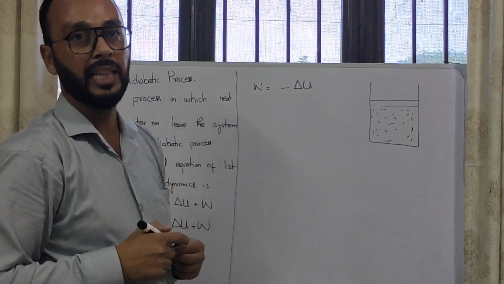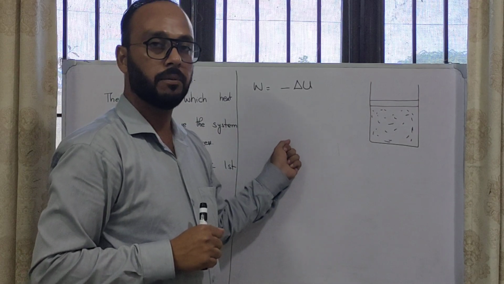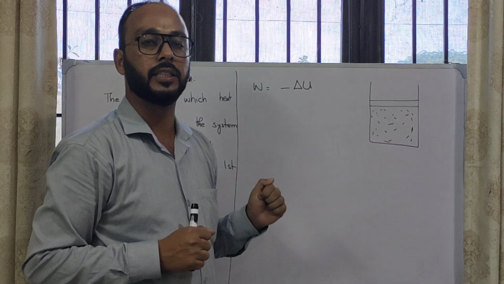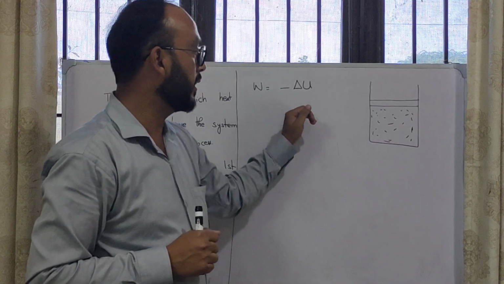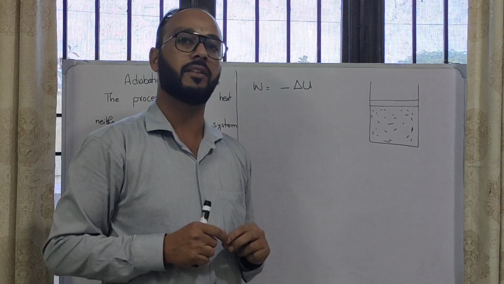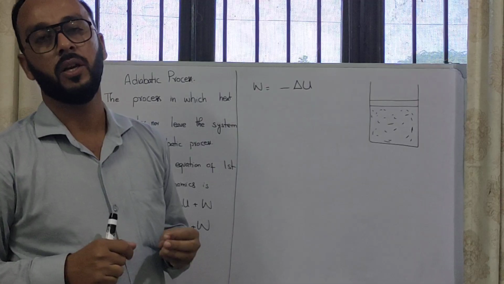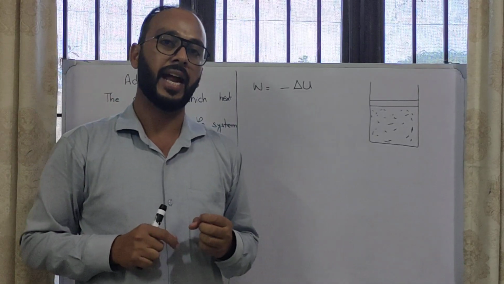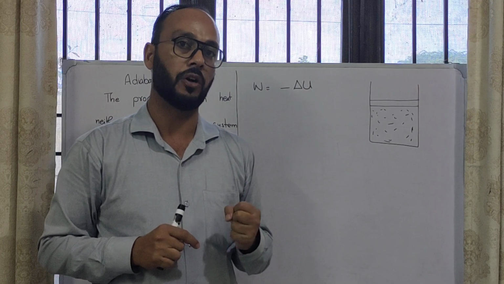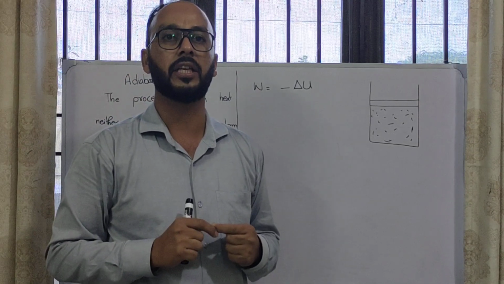From here we learn under adiabatic expansion, work is done by the system at the cost of change in internal energy. As the change in internal energy sign is negative, this means the internal energy of the system will decrease. So student, we learn that under adiabatic expansion, when work is done by the system on the environment, the internal energy of the system will decrease.